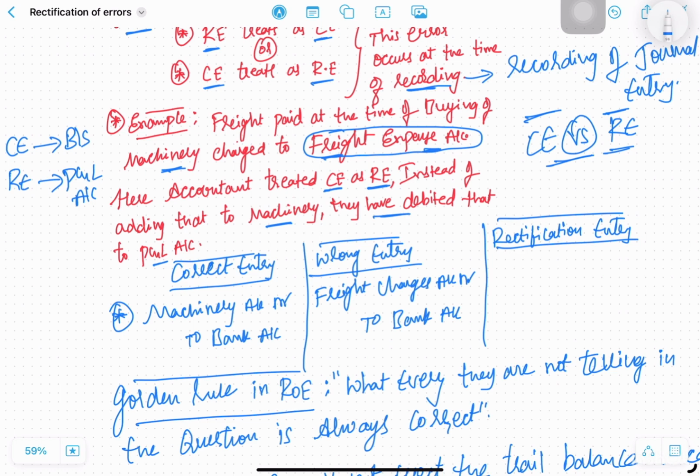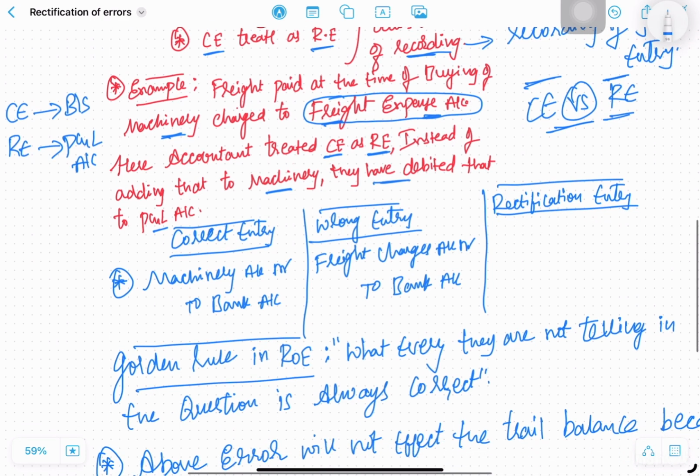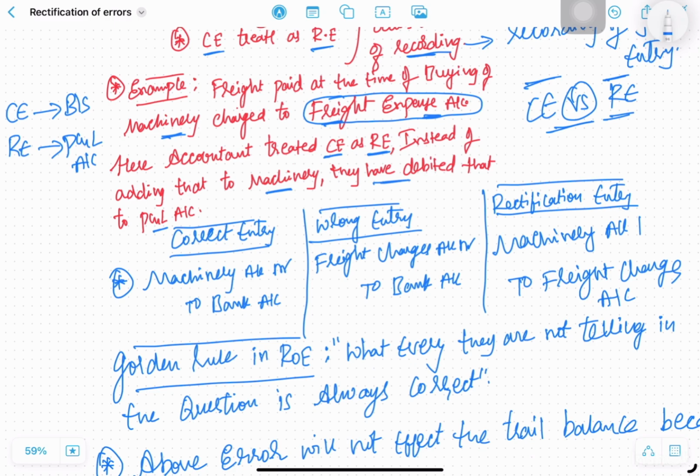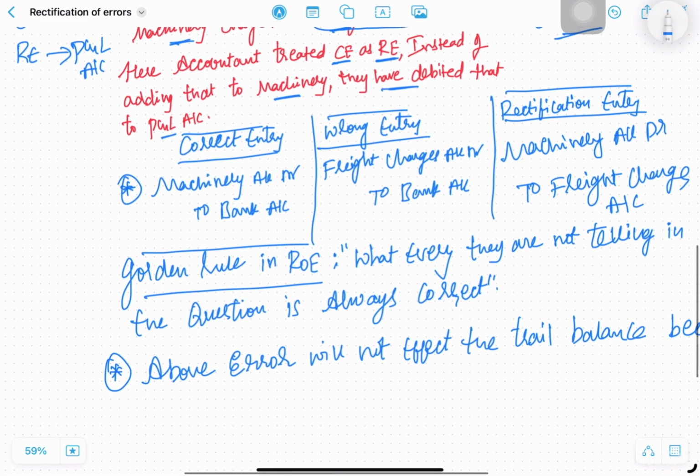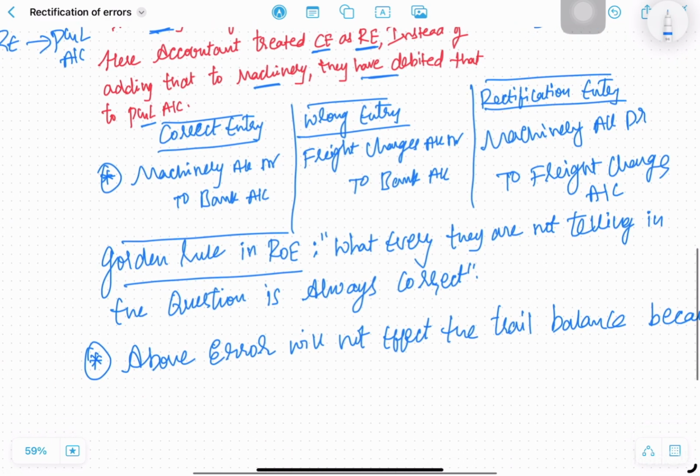Then how will you rectify this entry? Look at this very clearly. Unnecessarily, freight charges have been debited. To counter that effect, what do you have to do in accounting? To counter a debit, you have to use a credit. So credit the freight charges account. You are supposed to debit machinery. Machinery account debit to freight charges account credit. Understood?